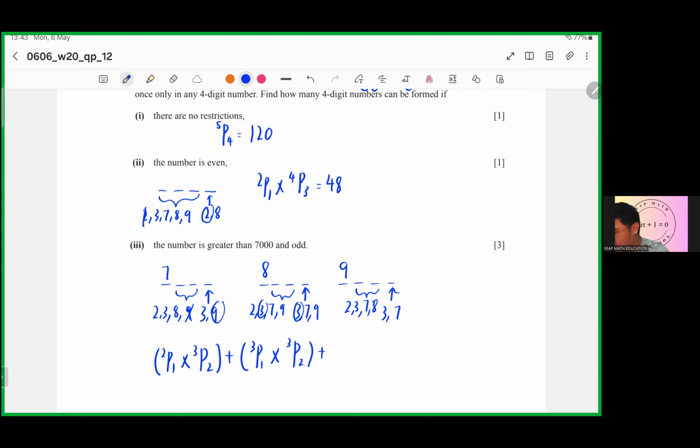And then for 9,000, it is actually the same case as for 7,000. So 2P1 multiply 3P2. So now we calculate to get the answer.